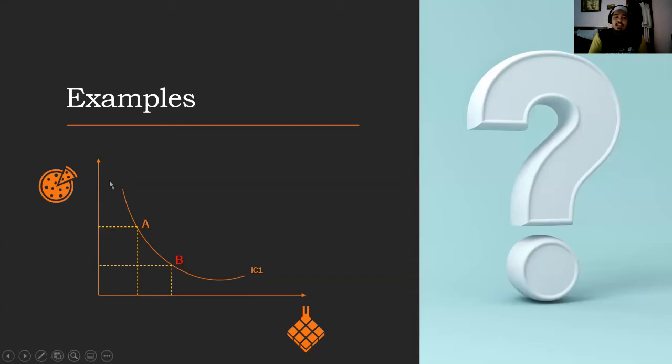So this indicates how much of the combination of these two goods, pizza and ketupat, I prefer indifferently. In other words, it means that having more pizza and less ketupat always gives the same utility as having more ketupat and less pizza. That is the indifference curve.